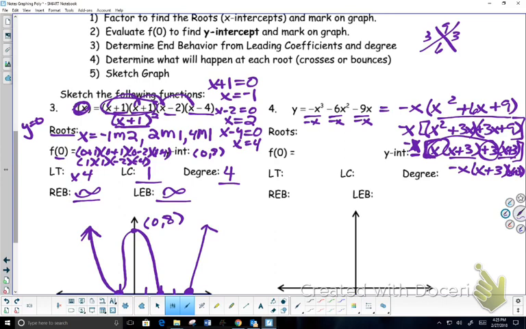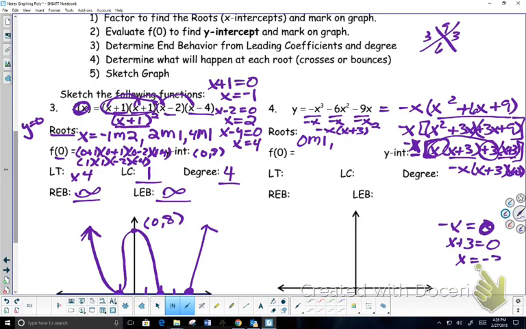So I have negative x, (x plus 3) squared. To find my roots, I need to set those equal to 0. Negative x equals 0, and x plus 3 equals 0. Negative x equals 0 means x equals 0. Since it only occurs once, it is a multiplicity of 1.